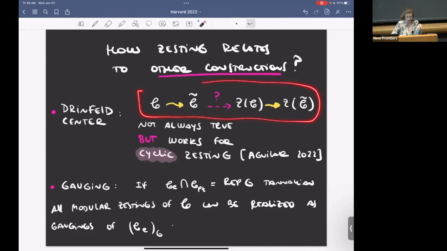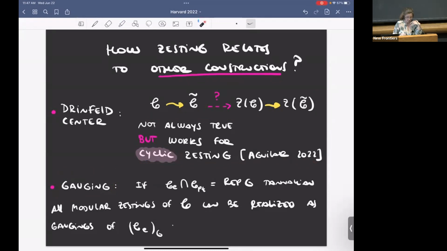This is the work of Aguilar, a master's thesis of this year, a student of Cesar Galindo. It's a nice result, and she has some other details about how the Drinfeld center plays with the Zesting. Another construction that we were interested in was the gauging construction. For this, you need to start with a certain categorical action on your category. What we saw is that many modular categories can be realized both as a Zesting of a certain category or a gauging of a different one.